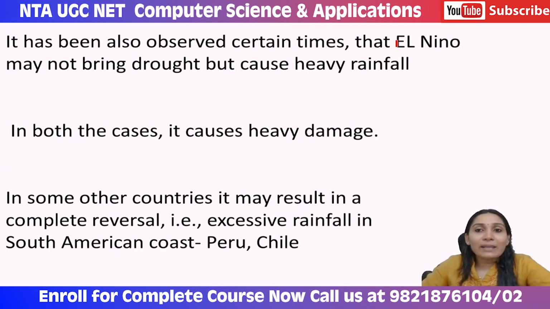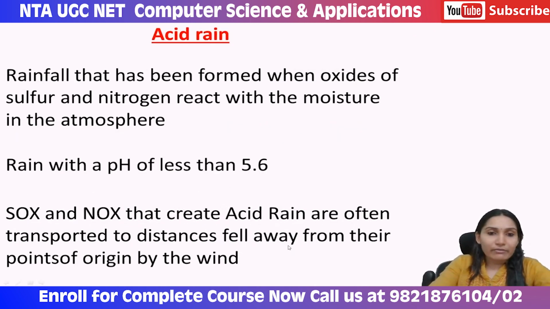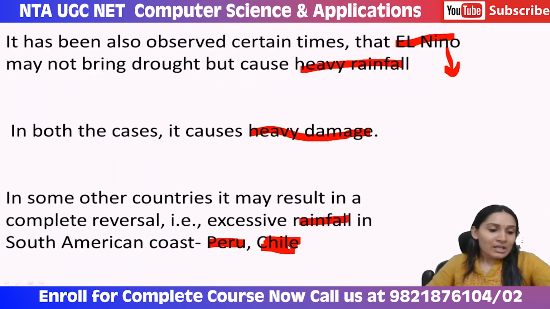At certain times El Nino may not bring drought but cause heavy rainfall. Now, what is the situation? It is La Nina. In both cases, even during La Nina, it can cause heavy damage because of flood-like conditions. In some other countries, it may result in complete reversal, excessive rainfall in the South American coast. That is what we said: Peru, Chile and all, they will receive a high quantum of rainfall. So this is about El Nino. I hope it is clear for you now.